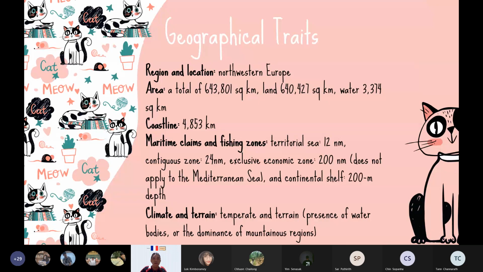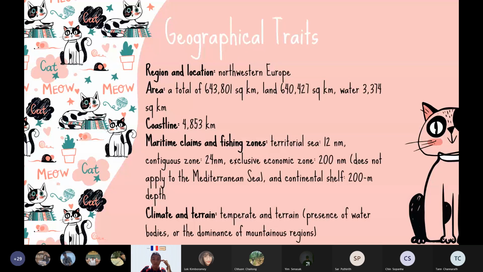So for geographical trade, we are located in northwestern Europe, and our country consists of a total of 643,801 square kilometers, with 640,427 square kilometers in land and 3,374 in water. Our coastline is a total of 4,000 kilometers. Our maritime claims and fishing zones, we have 12 nautical miles in territorial sea, 24 nautical miles in contiguous zone, and 200 nautical miles in EEZ.